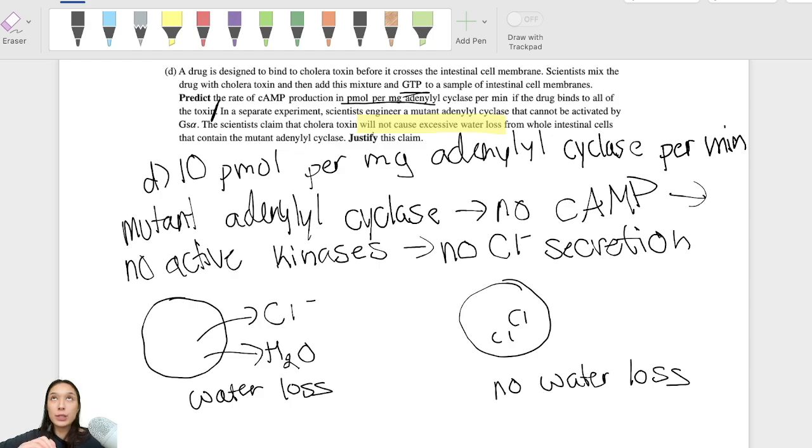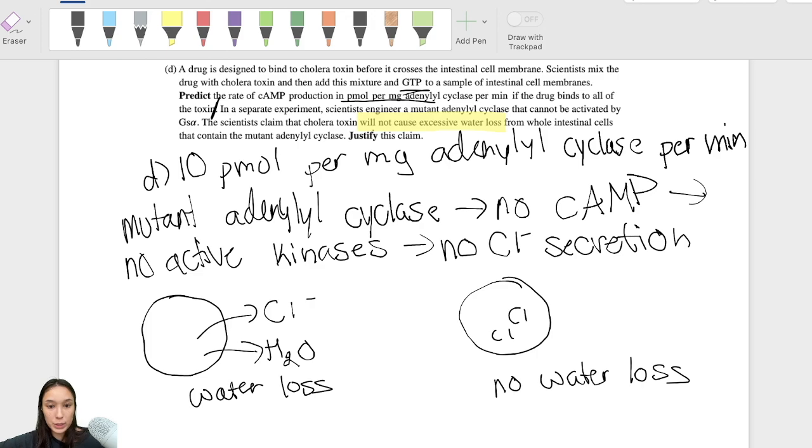Okay? So this one is actually true, and you're just going to justify it using what I said here. You could say that cyclic AMP is not going to be produced. Okay, the protein kinases won't be activated, and as a result, chlorine ions will not be secreted, and so you're not going to have any water leave the cell, or at least not as much water leave the cell. Okay, so that's why you get less water loss, because you're not pumping out those chlorines due to that mutant adenylyl cyclase.